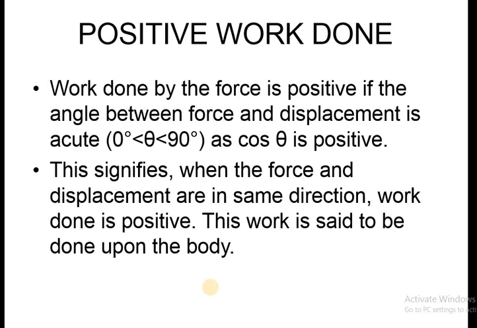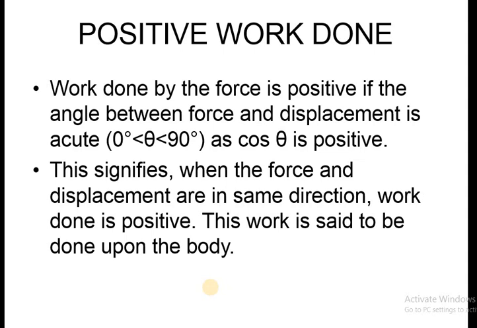Clear? Now the first part, positive work done. Very important part: when is work done said to be positive? If the angle between force and displacement is an acute angle, that is, lies between 0 degree and 90 degree, cos theta becomes positive. You can take any value between 0 and 90 degree, cos theta will give us a positive sign. So when a force and displacement are in the same direction, work done is positive. This work is said to be done on the body.